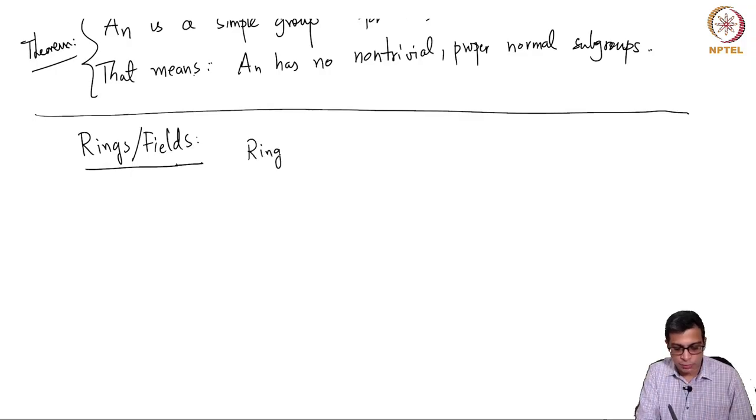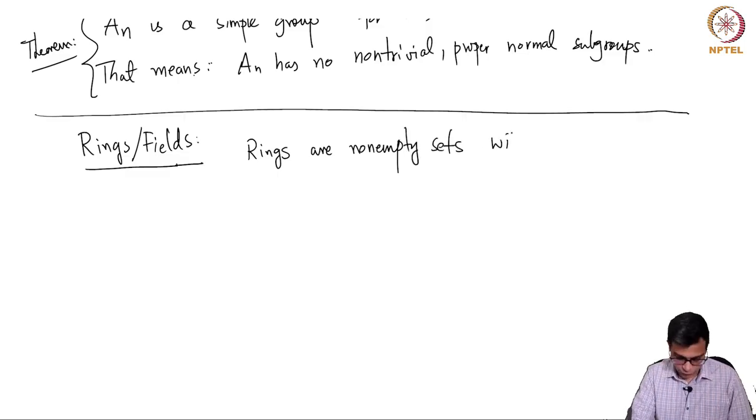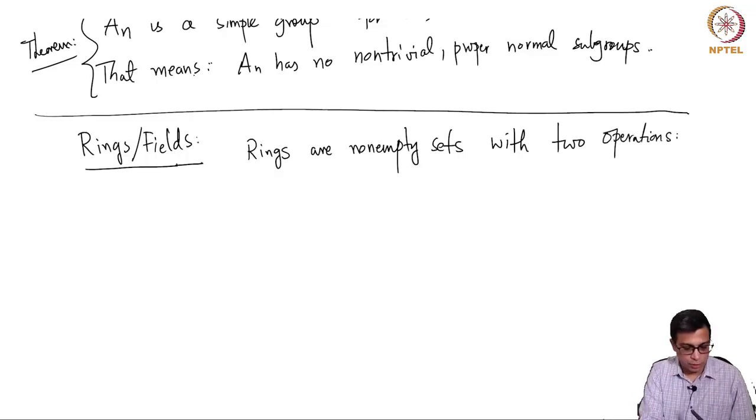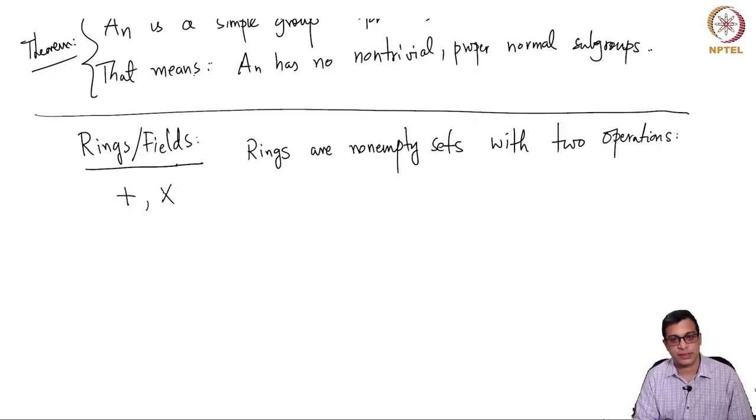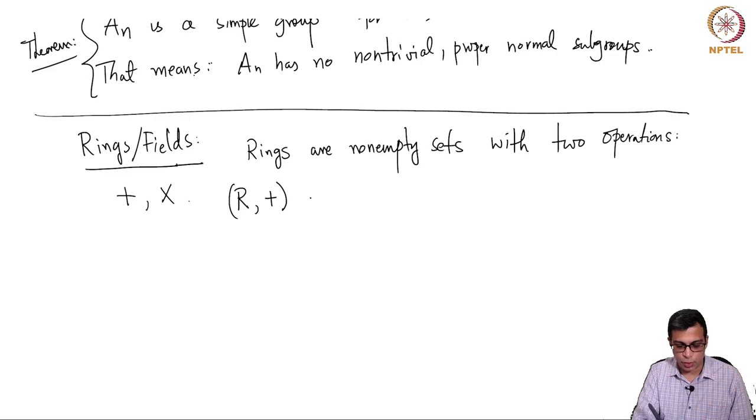Rings are, very briefly, non-empty sets with two operations. We usually denote them by plus and times, addition and multiplication. If R is the set which has two operations, it is an abelian group under one of them, the addition operation. So that's one of the requirements.